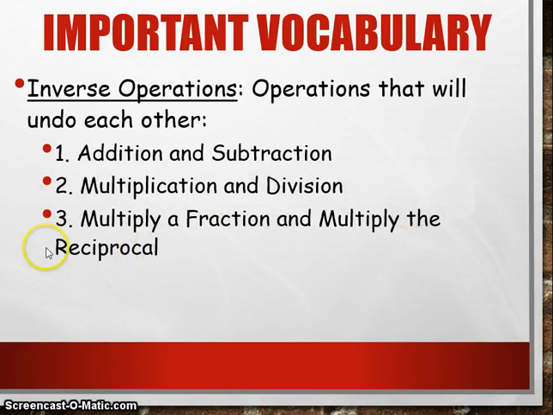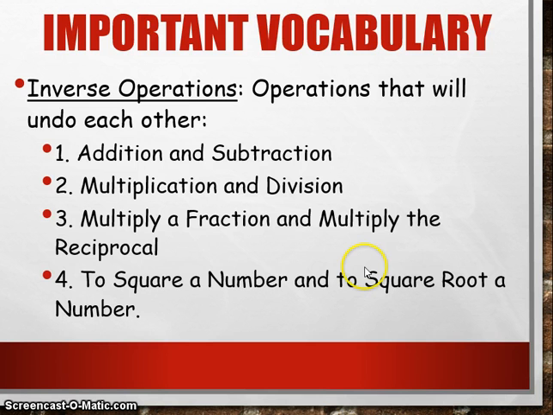This is the one that most students confuse. They want to say that the opposite of multiplying a fraction is to divide a fraction. But when you divide a fraction, you multiply the reciprocal instead. So the inverse operation of multiplying a fraction is to multiply the reciprocal. And the last set of inverse operations, which we will not touch upon until later in the unit, is to square a number. The inverse operation is to square root a number. The opposite of a square is a square root.